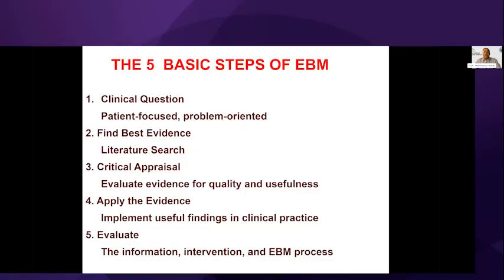So the 5 main steps for evidence-based medicine: first is that you have a clinical question, a patient-focused or a problem-oriented one, okay? And then you're trying to find the best evidence for that through your literature search. Then you get a lot of information. You need to do a critical appraisal for that, and you evaluate the evidence for quality and for usefulness, and apply this evidence by implementing useful findings in clinical practice. So you implement, and then you evaluate, and you see the intervention that you did and the effect of that evidence-based process.